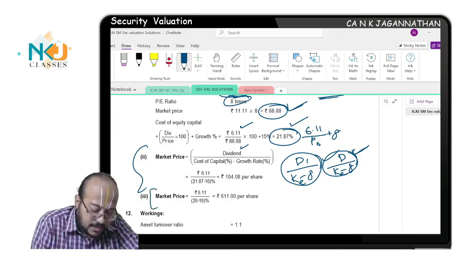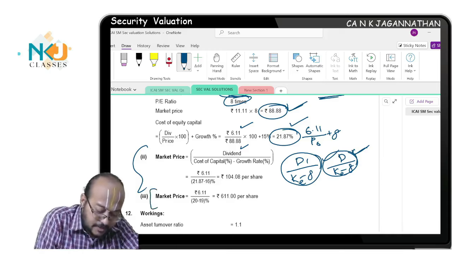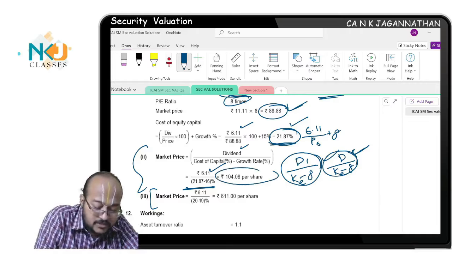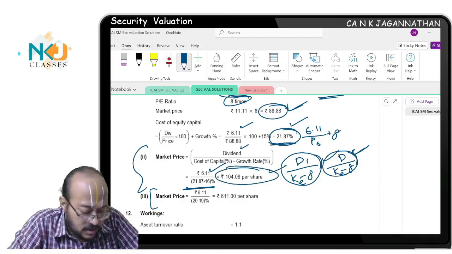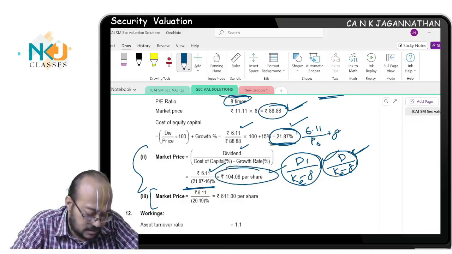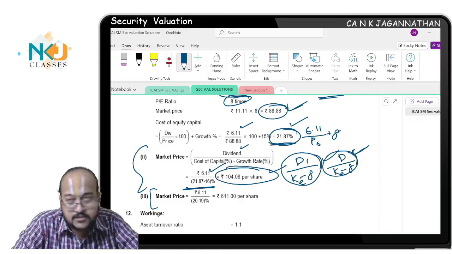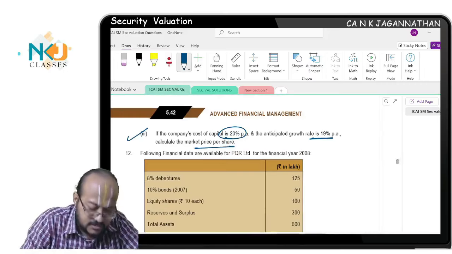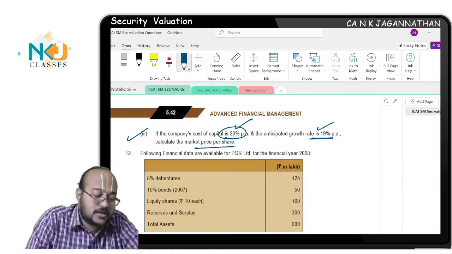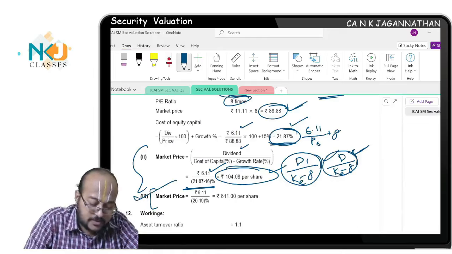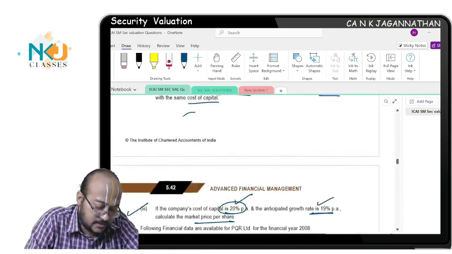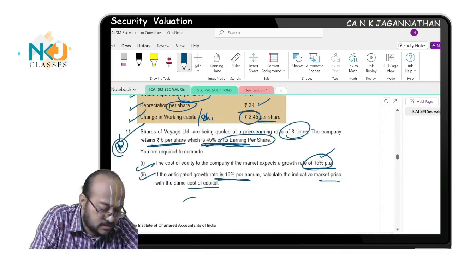Market price is there, and yes, second part: 6.11 divided by KE, you replace it, 21.87 minus 16%. Instead of 15, use 16% and find the value of the share. Okay, now next, the market price is 20, and KE is 20%. Third scenario: KE is 20% and growth rate is 19%. What is the value? Per share 6.11, you get the number. This is a simple, straightforward question, but of course, market price is an important, routinely asked question.